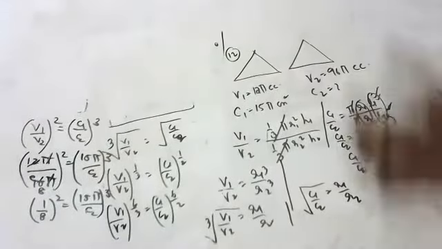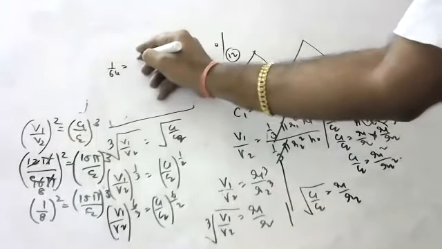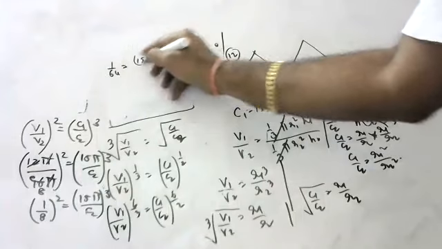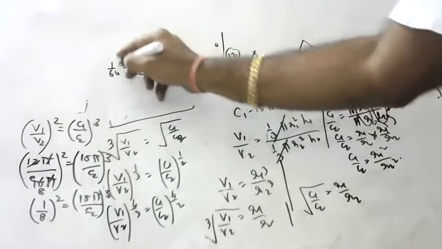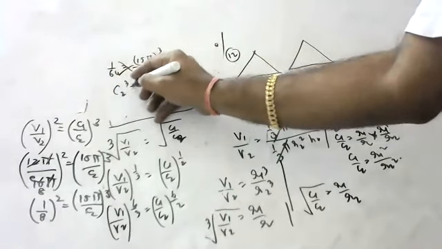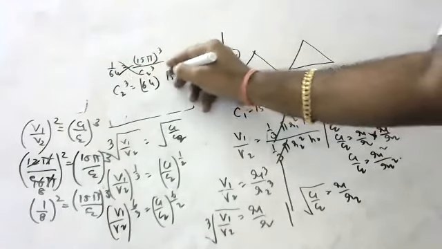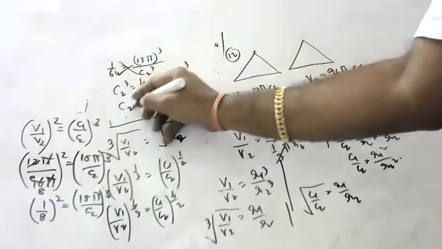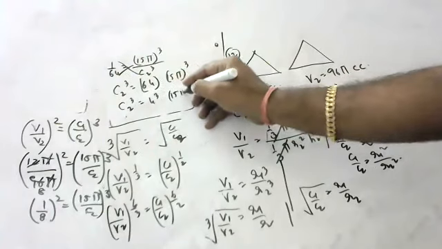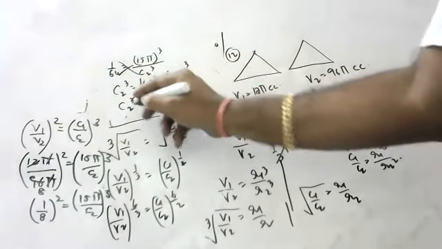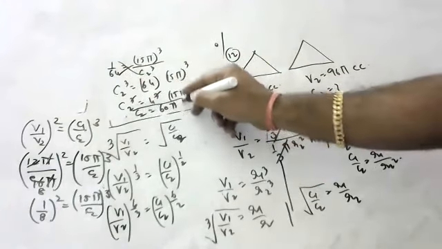So what has happened here? 1 by 64 is equal to 15 pi whole cube by C2 cube. C2 cube is equal to 64 into 15 pi whole cube. Can I write 64 as whose cube, children? 4 cube. 4 into 15 pi, whole cube, children. Cube cancel. C2 is equal to 60 pi. Am I correct, children? Yes, sir.